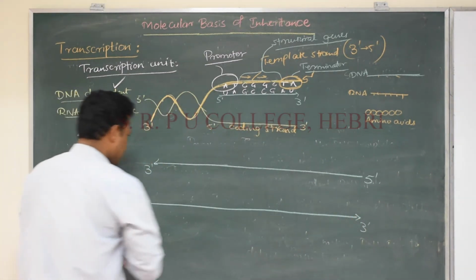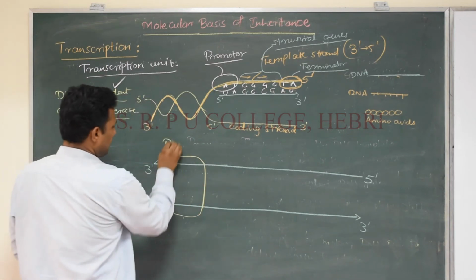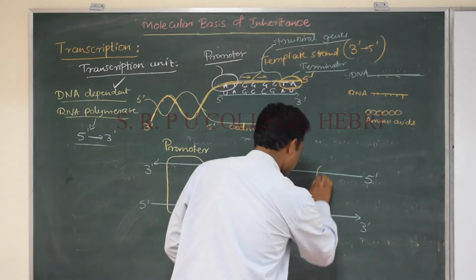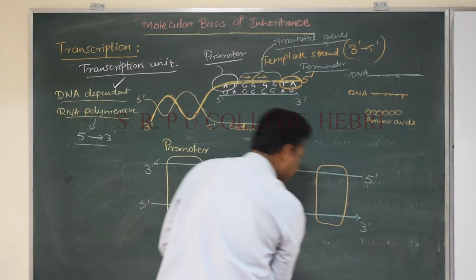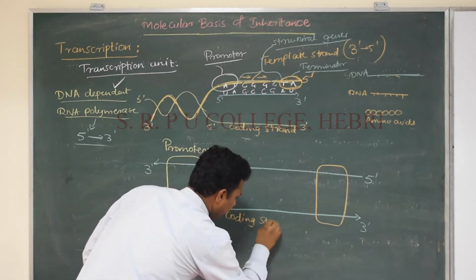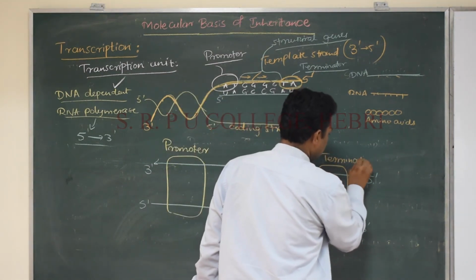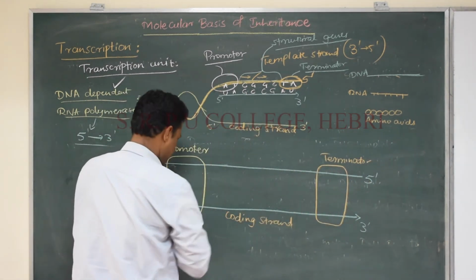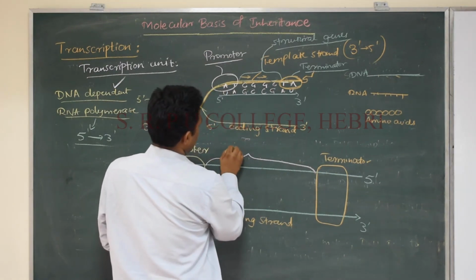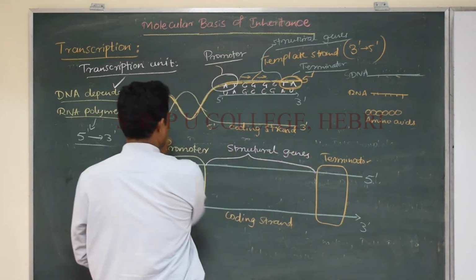Yes, and here, some sequence on the template strand will be called the promoter sequence, and there is one more sequence present here, towards the 3' end of the coding strand. This is the coding strand. So this will be called the terminator, right? And this sequence is called what? Structural genes. This is called the structural genes.